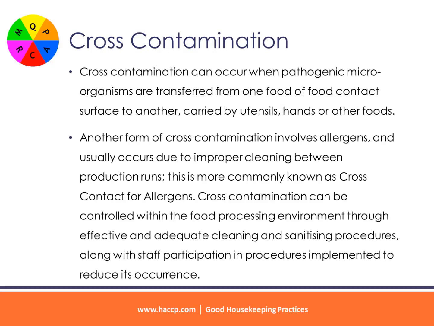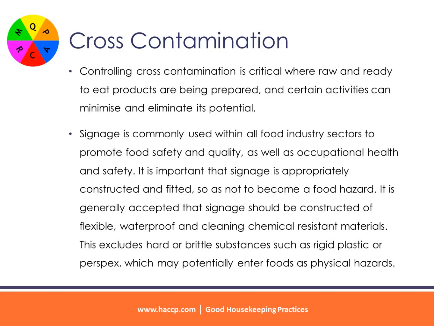Cross-contamination. Cross-contamination can occur when pathogenic microorganisms are transferred from one food or food contact surface to another, carried by utensils, hands or other foods. Another form of cross-contamination involves allergens, and usually occurs due to improper cleaning between production runs. This is more commonly known as cross-contact for allergens. Cross-contamination can be controlled within the food processing environment through effective and adequate cleaning and sanitizing procedures, along with staff participation in procedures implemented to reduce its occurrence. Controlling cross-contamination is critical where raw and ready-to-eat products are being prepared, and certain activities can minimize and eliminate its potential.